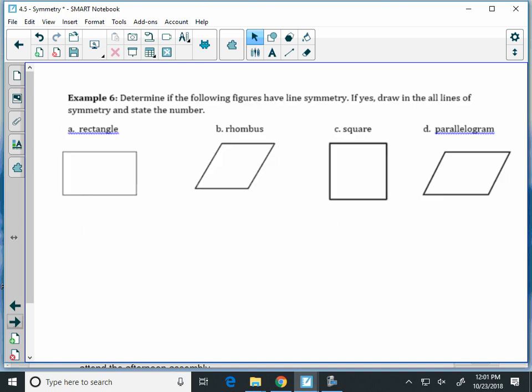So now what we're going to do is determine if the following figures have line symmetry, and if so, we're going to draw them in. Right? So take a look first at your rectangles. This is where these are going to come into play. Start folding your rectangle different ways. Fold it across, up and down, diagonally. Fold your rectangle and try to figure out where the lines of symmetry of a rectangle are.